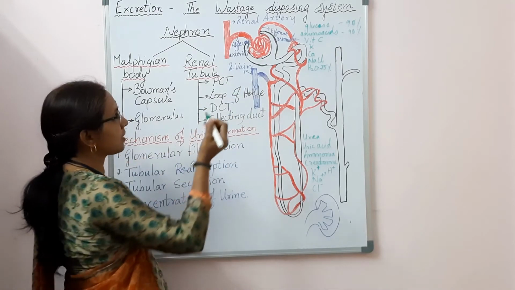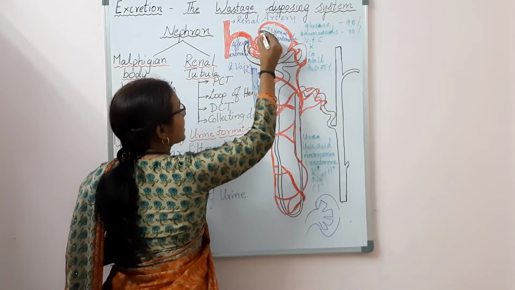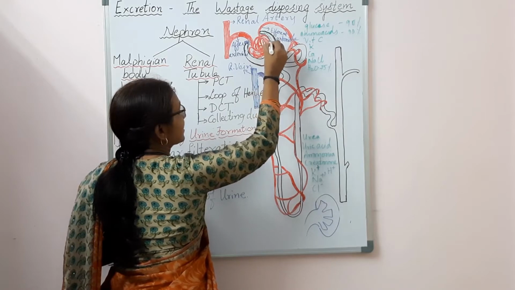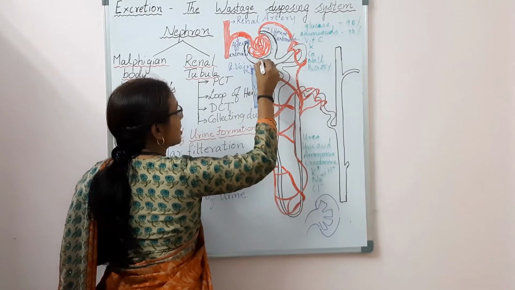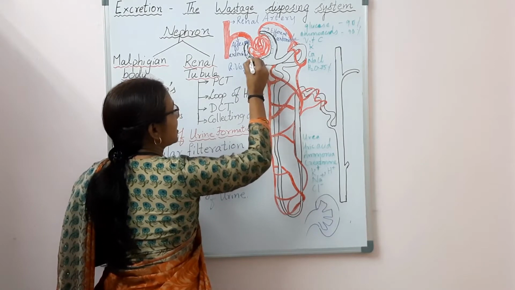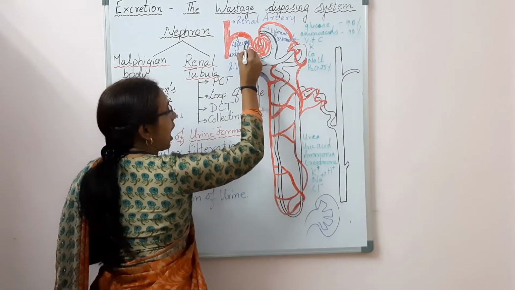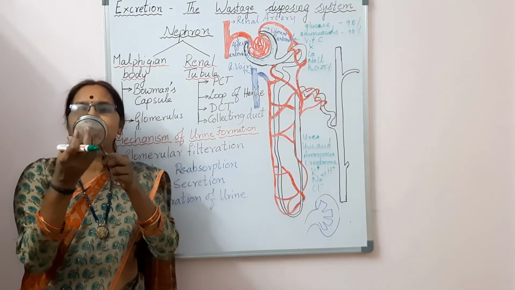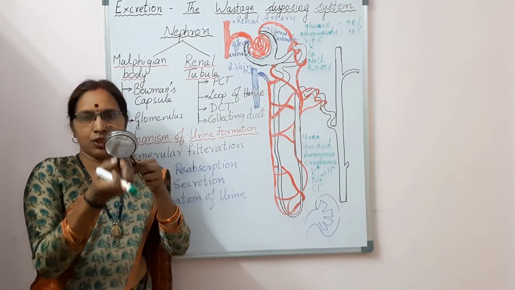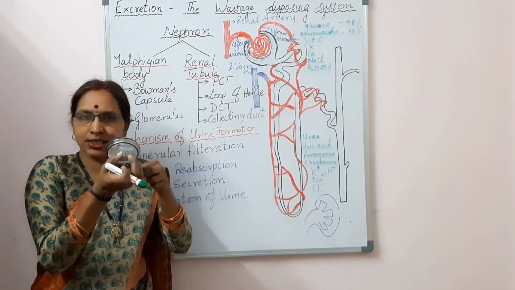And if you see, the Bowman's capsule is lined by a single layer of epithelial cells. These are known as podocytes, squamous epithelial cells. And in between these cells there are pores. How is this funnel having pores? The funnel has pores, and from these pores the liquid, the filtrate, is squeezed out.